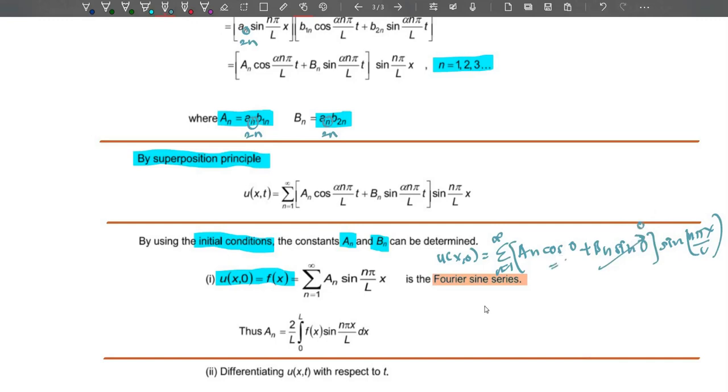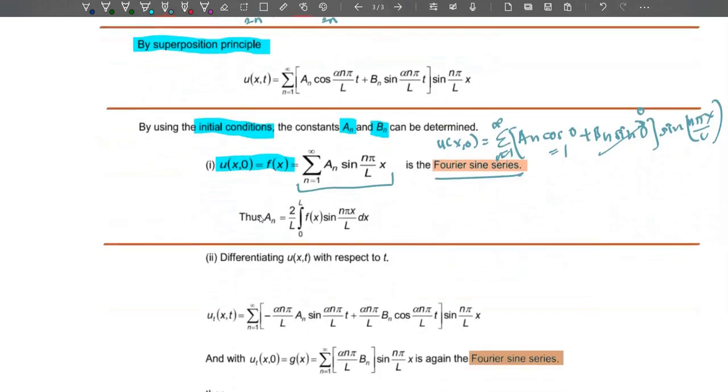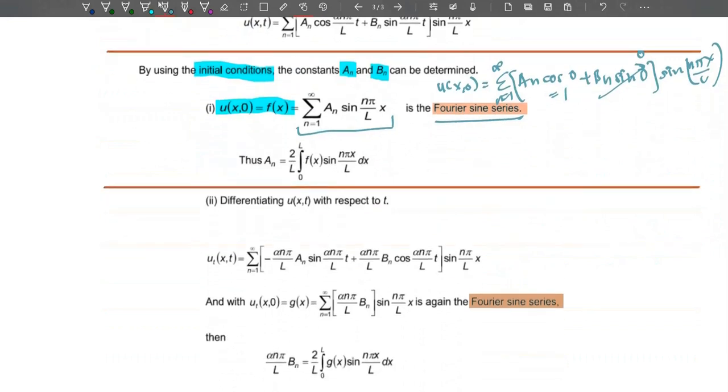And then cos 0 is equal to 1. That's why it can be written as such. And this is the same as the Fourier sine series. Therefore A_n is equal to 2 over L integrate from 0 to L, f(x) sin(nπx/L) with respect to x. Okay, the last initial condition is u_t(x,0), the velocity.